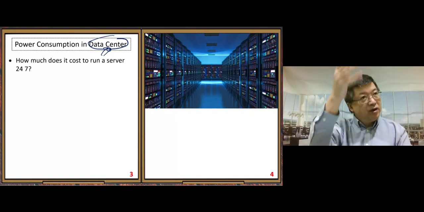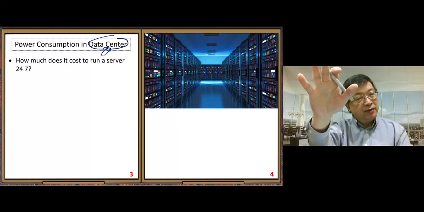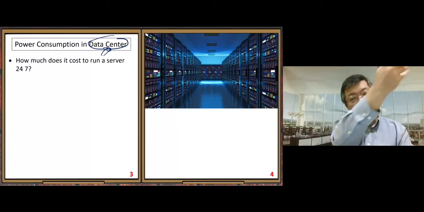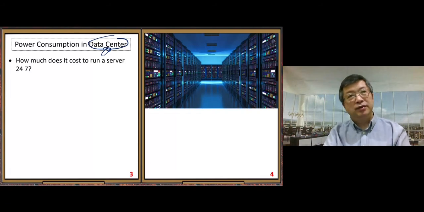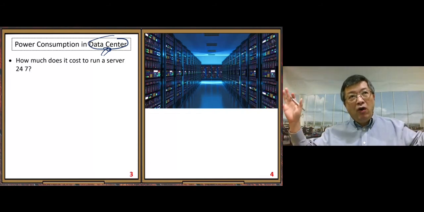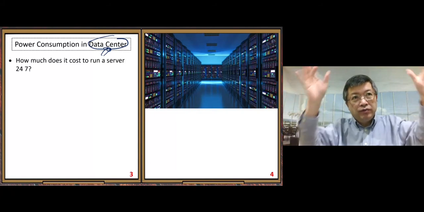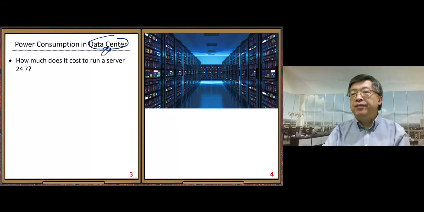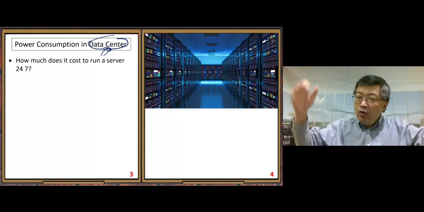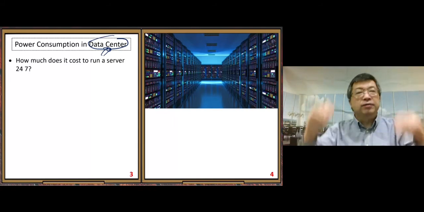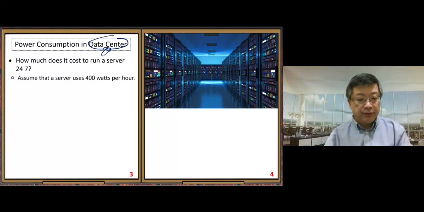Sometimes some servers may go down and are replaced by new servers. That's okay. But for all the servers together, we can consider that they are running the whole year.